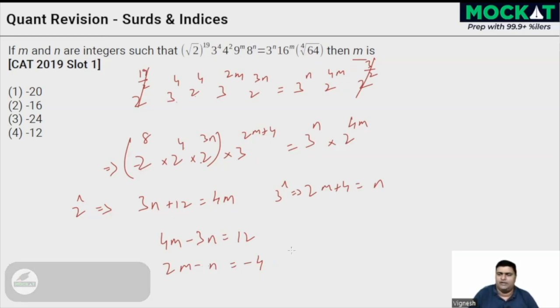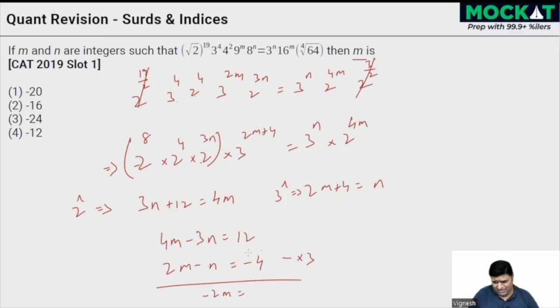We can get rid of n by multiplying by 3 and we subtract. 4m minus 6m is minus 2m. 12 minus of minus 12 is 12 plus 12, 24, and we get m equals minus 12. That's it. Option 4 becomes the answer over here.